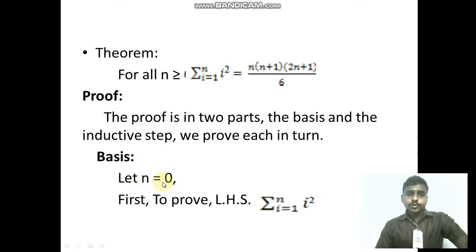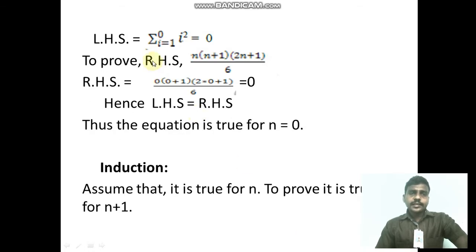You can ask, sir, only n equal to 0 you want to assign? No, n equal to 1, n equal to 2, any value you can assign. But whatever value you assign, you have to prove left side equal to right side. That means summation I equal to 1 to n of I square is equal to n into n plus 1 into 2n plus 1 divided by 6. First I take the LHS, summation I equal to 1 to n of I square. If n value is 0, then summation I equal to 1 to 0 of I square, automatically the equation becomes 0. So I proved the LHS is 0.